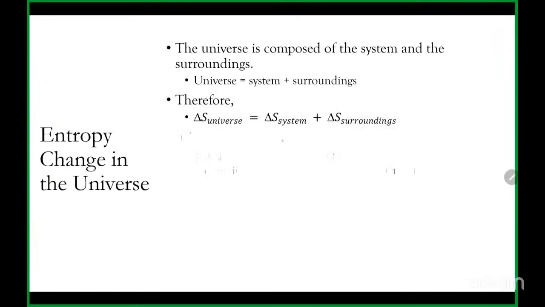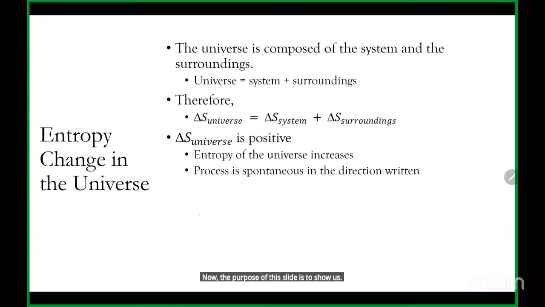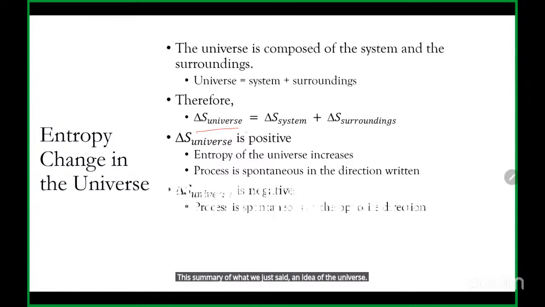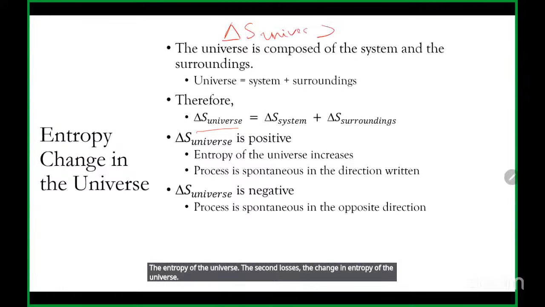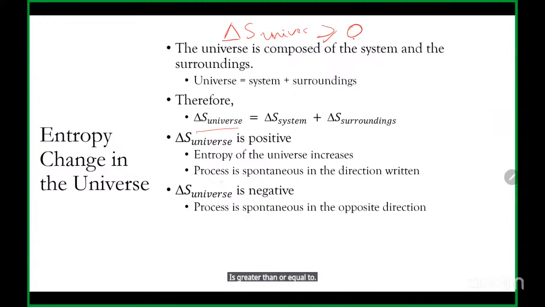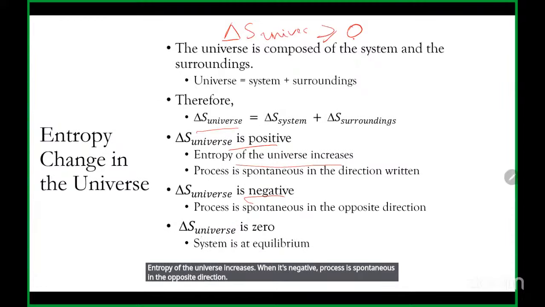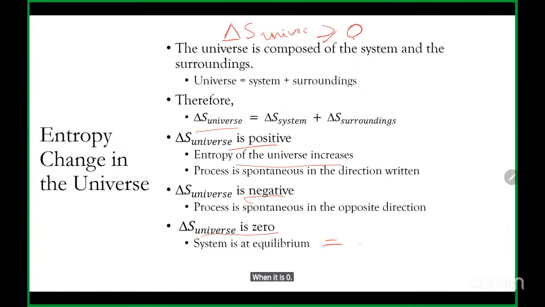Now, the purpose of this slide is to show us the summary of what we just said. Energy of the universe, the entropy of the universe. The second law says the change in entropy of the universe is greater than or equal to 0. When it's positive, entropy of the universe increases. When it's negative, the process is spontaneous in the opposite direction. When it is 0, the system is in equilibrium or you're undergoing a reversible process.